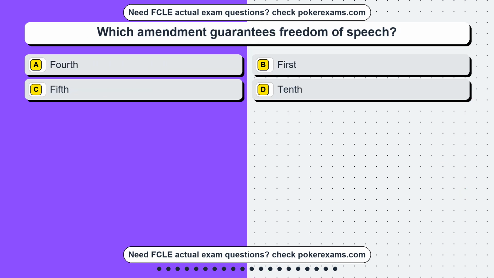Question 4. Which amendment guarantees freedom of speech? Option A, 4th. Option B, 1st. Option C, 5th. Option D, 10th.